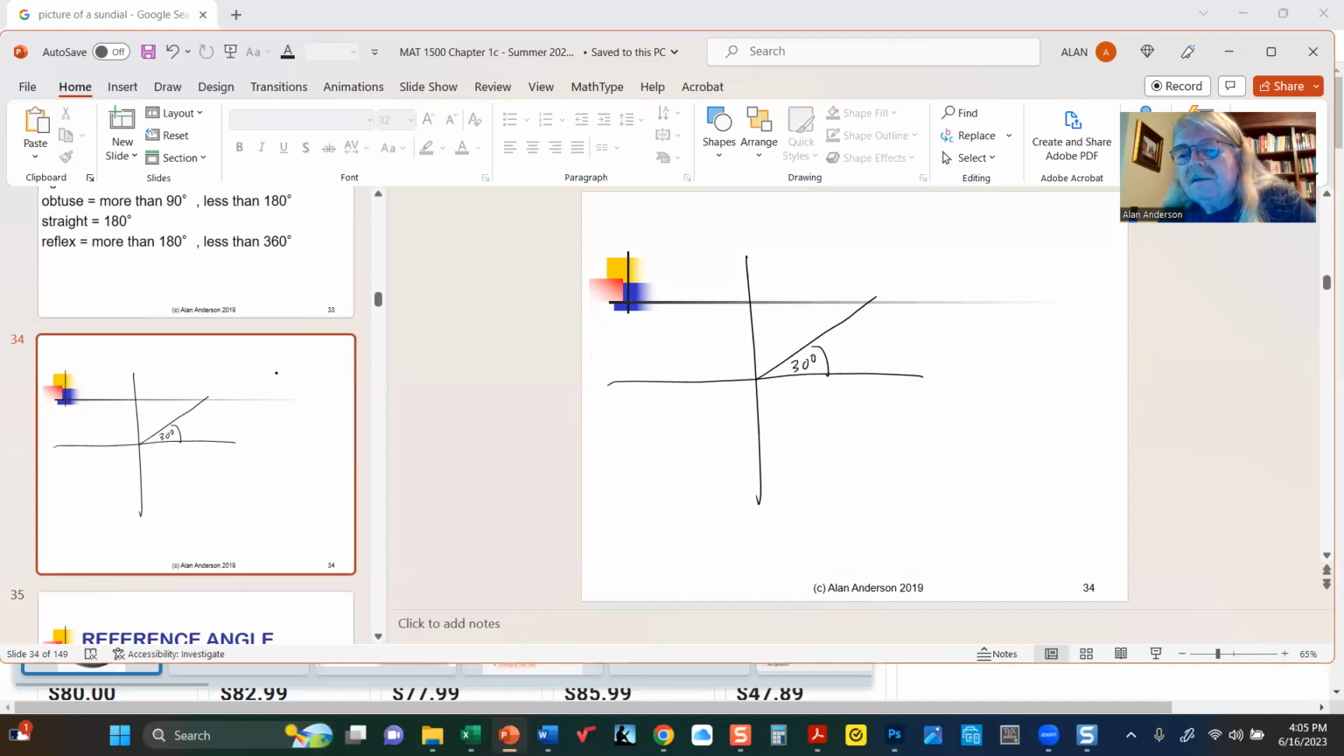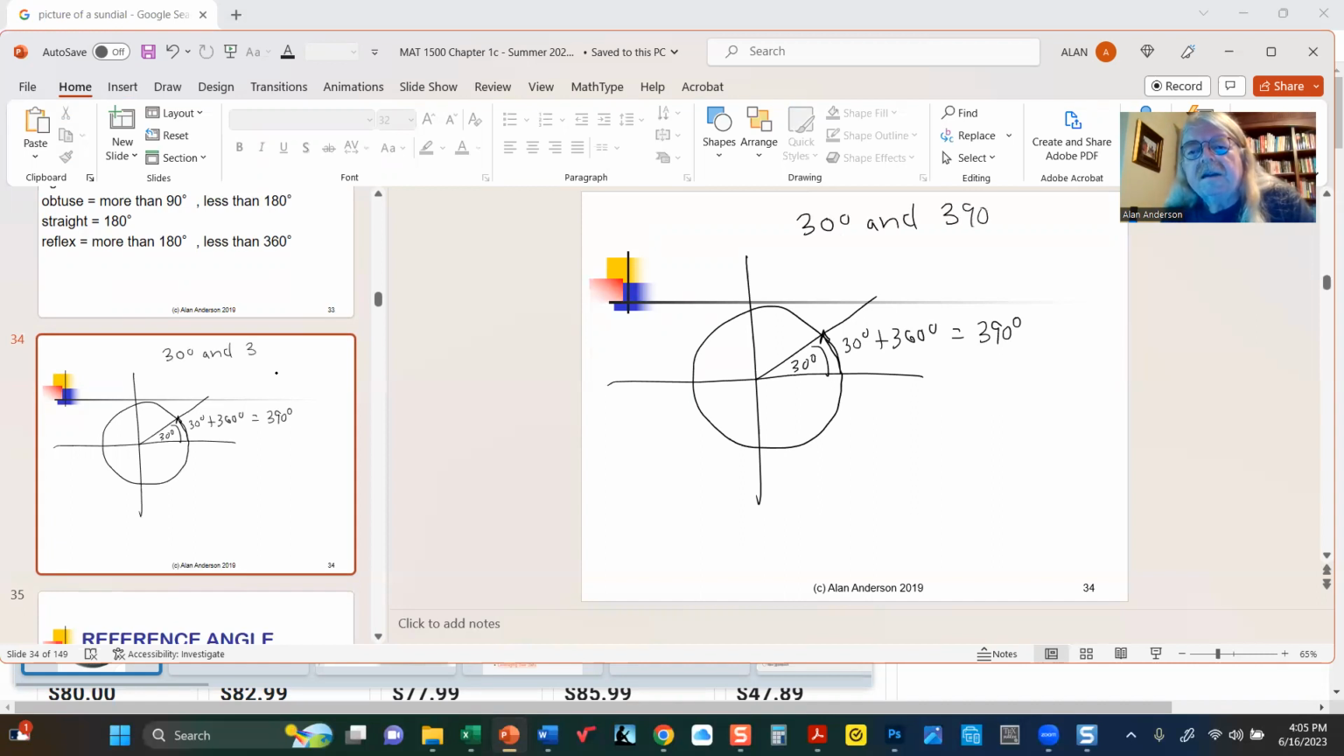But what if we did this? All the way around the circle and then back to the same spot. That would be 30 plus 360, which is 390. So that is telling us that 30 and 390 are the same angle. Ooh, that's tricky. So there are different ways in which the same angle can have two different measures.